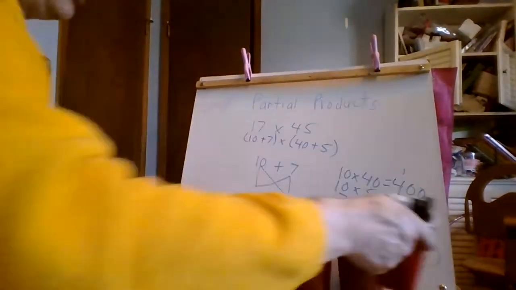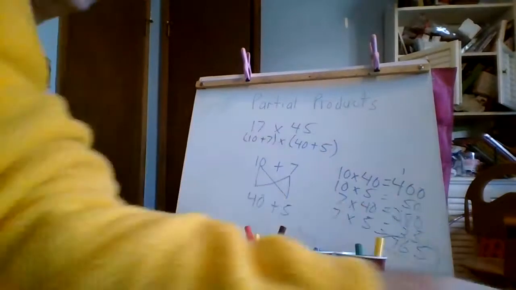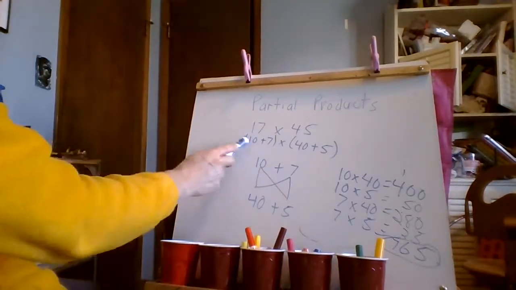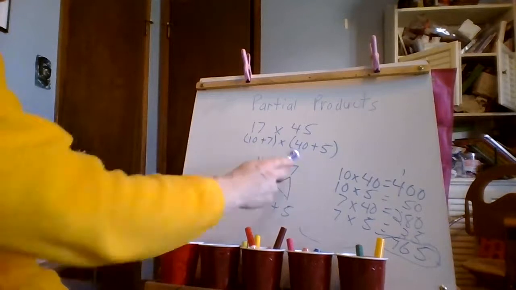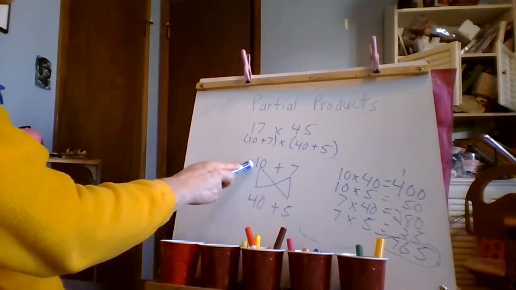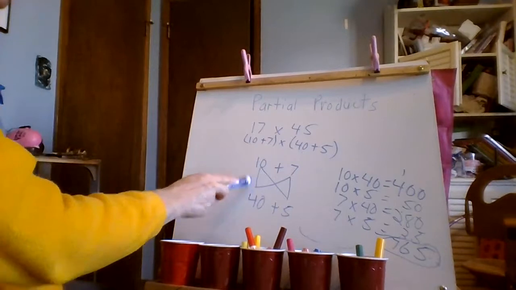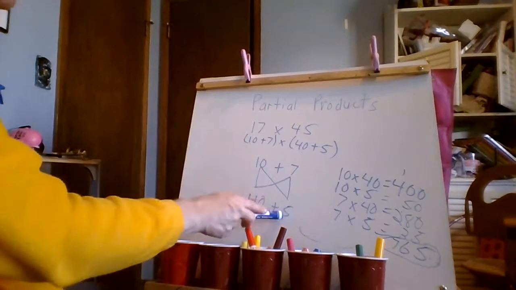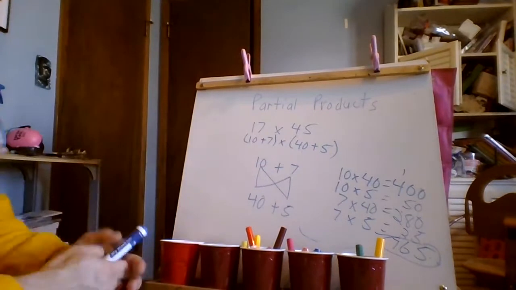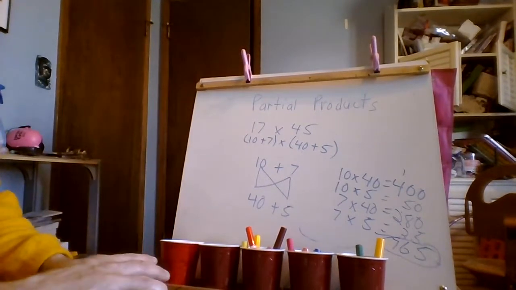So this is pretty much the same thing I just showed you before, except I'm giving you a different way of doing it, giving you the bow tie method. But breaking 17 into 10 plus 7, times 45, which is 40 plus 5. And then 10, you're going to multiply both of those times both numbers on the bottom, 10 times 40, 10 times 5, and 7 times 5 and 7 times 40. And then add those all together, and that'll be the answer.